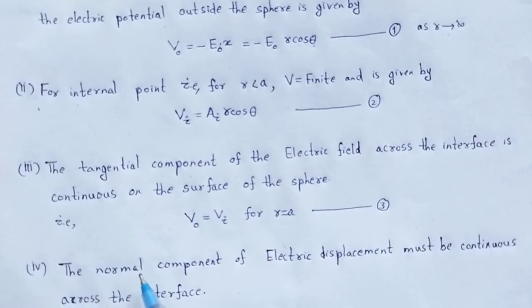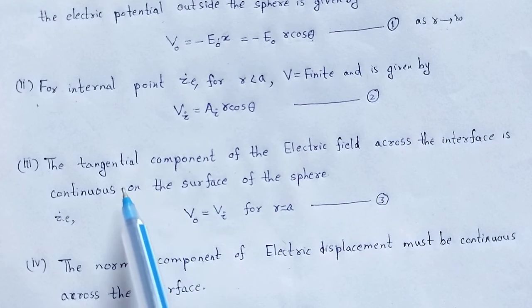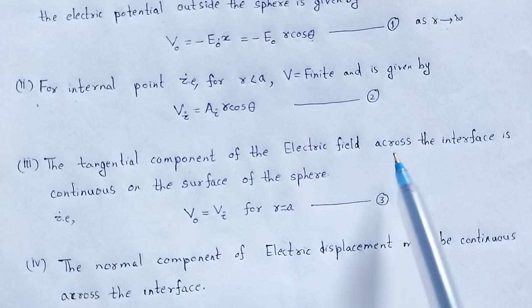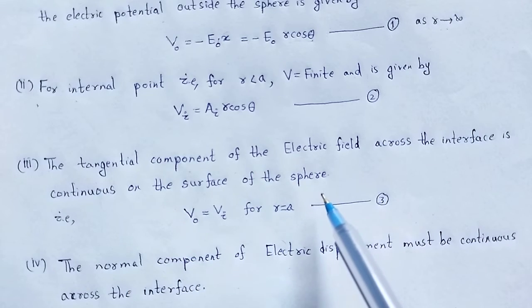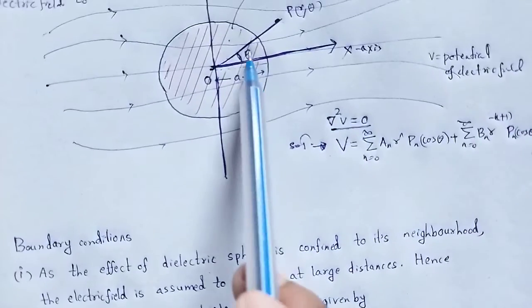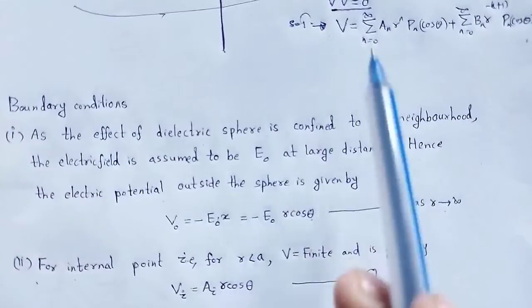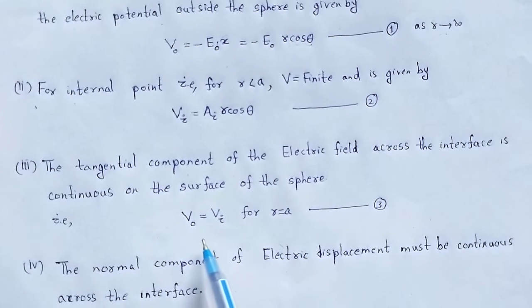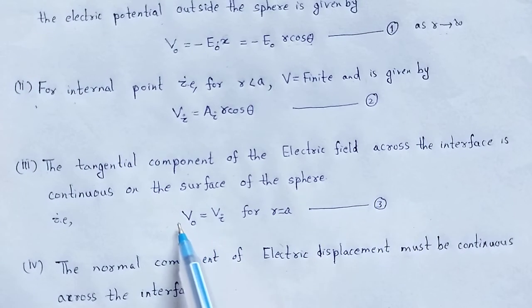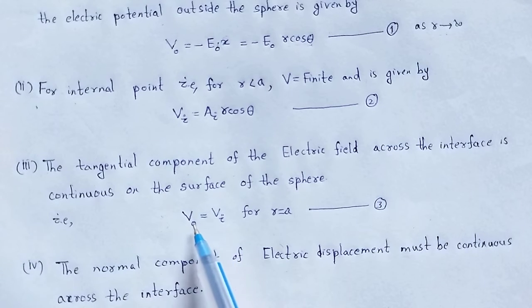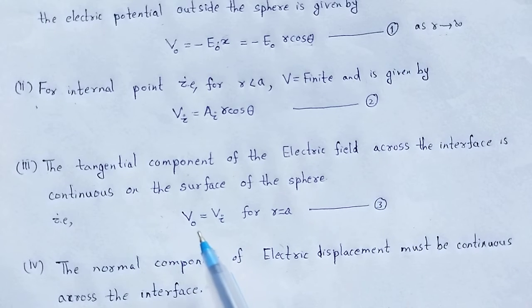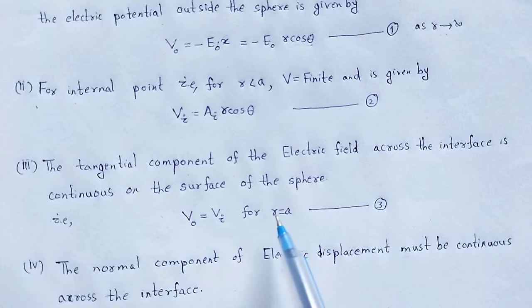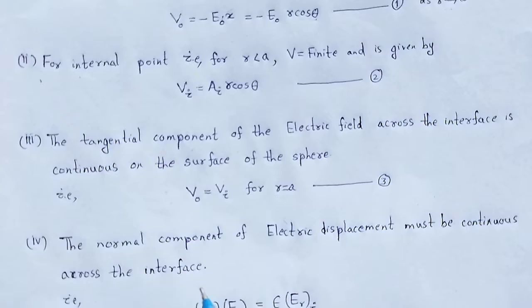Again, another boundary condition: the tangential component of electric field across the interface is continuous on the surface of that sphere. That's why on the surface, in the sense r is equal to a, V outside is equal to V internal, that is, the electric potential outside the dielectric sphere is the same as inside the dielectric sphere. What is the condition? When r is equal to a, that means on the surface.